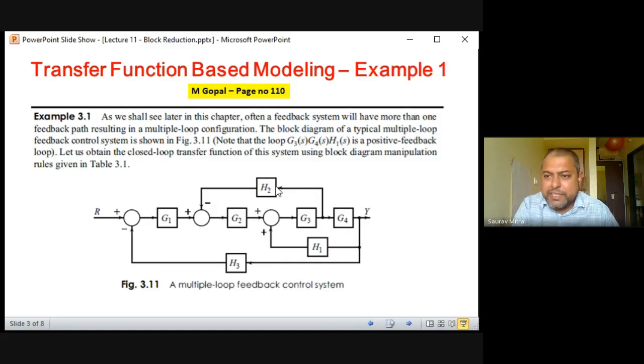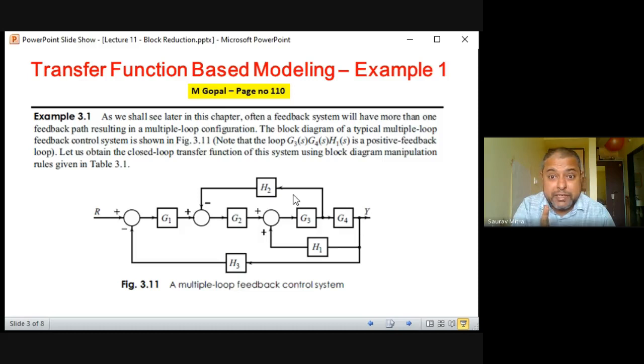Suppose H2 was not there. Then G3, G4 and H1 are making a loop, and this H1 is actually positive feedback. So if G3, G4 and H1 are in a positive feedback loop, what would be their reduction? If you mix G3, G4, H1 into one transfer function, it would be G3 G4 divided by 1 minus G3 G4 H1.